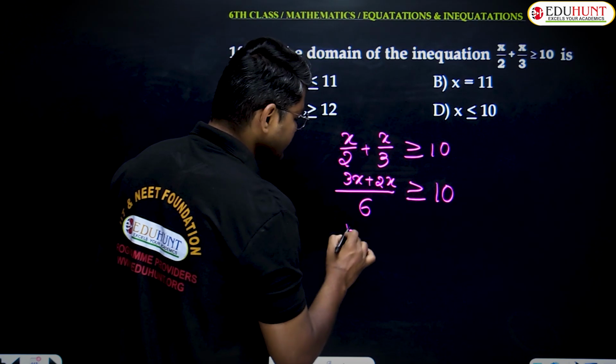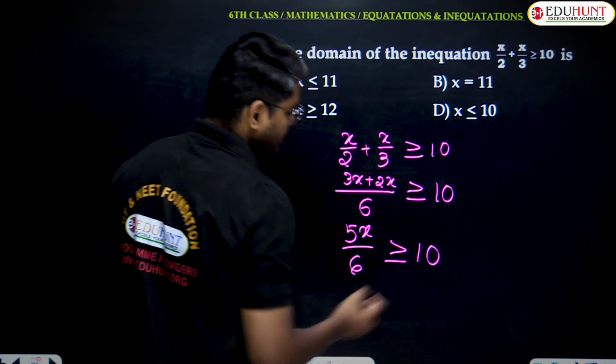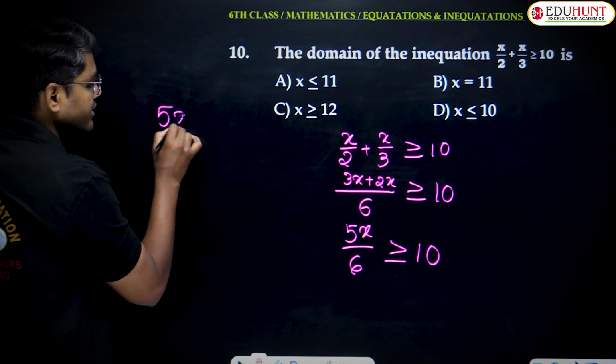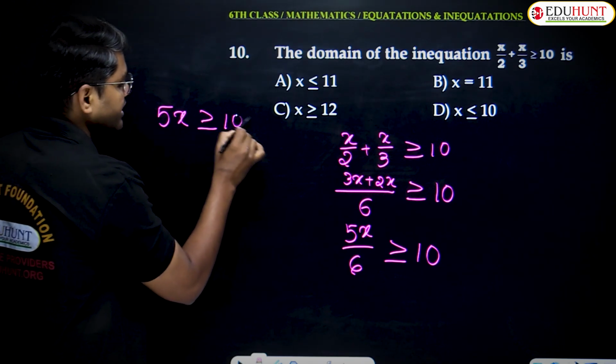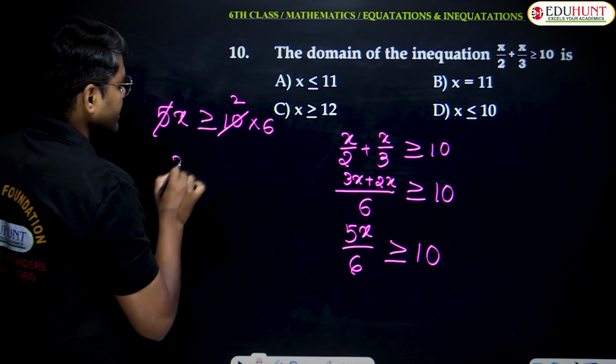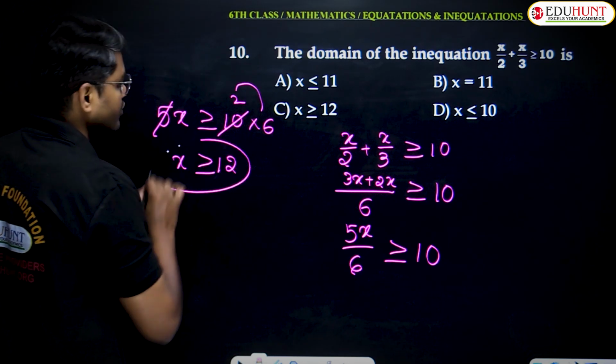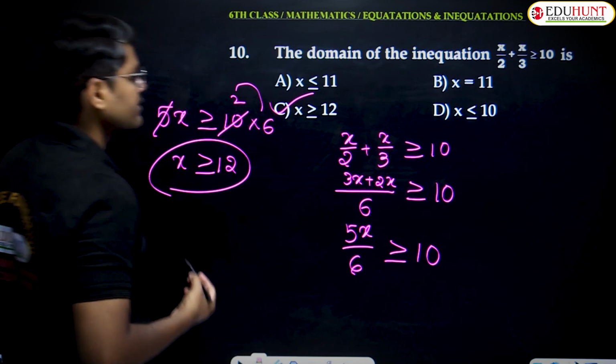This is 5x/6 ≥ 10. So 5x ≥ 10 × 6. 5 ones are 5, 5 twos are 10, so x ≥ 6 × 2, that is 12. So, option C is the correct answer for this question.